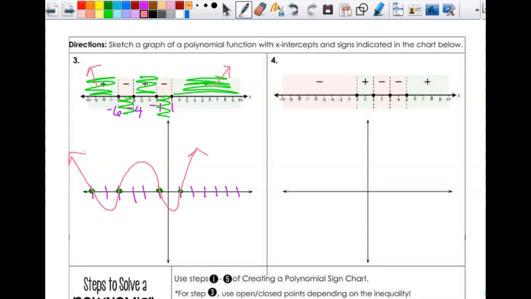And again, no idea where my maximums and minimums are, have no idea where my y-intercept is, but that's your basic sketch of the polynomial. Okay. What questions you got? All right, you try number 4 on your own.